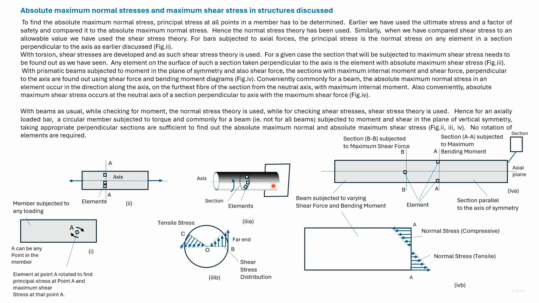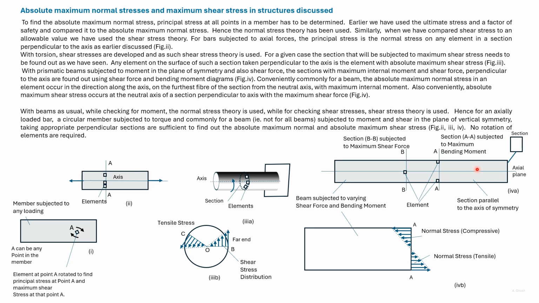Now consider a circular bar subjected to a torque. We take a section perpendicular to the axis on the portion of the bar where the torque is acting. Earlier we saw that this was the variation of stress that acts on every radii. So all points on the surface will be subjected to the absolute maximum shear stress.